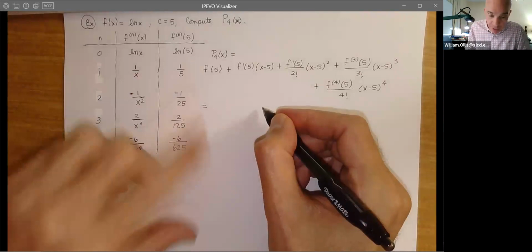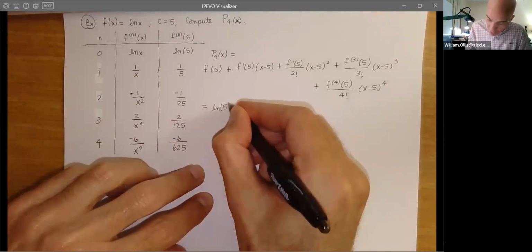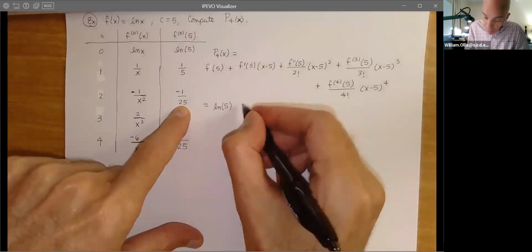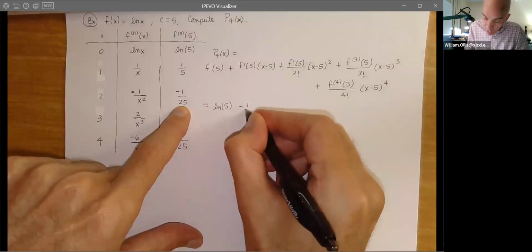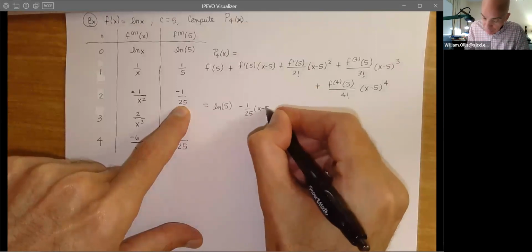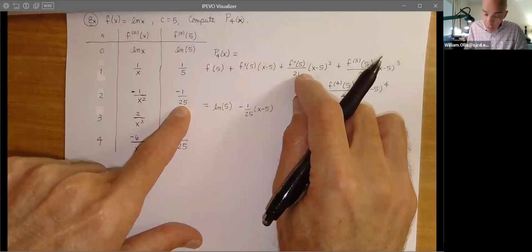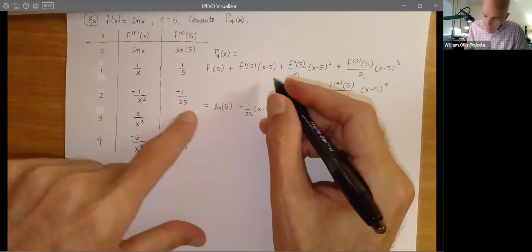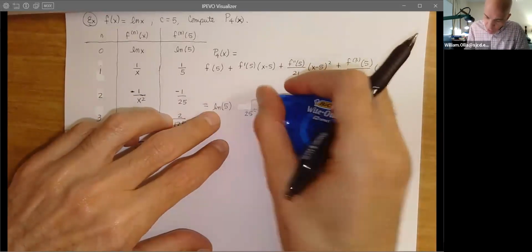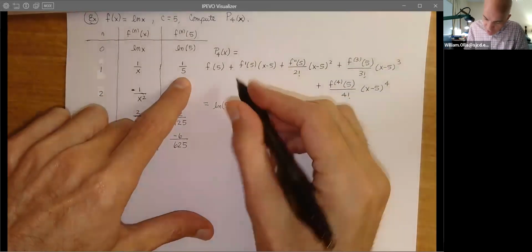We have log of 5 here. So this is ln of 5. You can do that if you want. And then we have f prime. So we've got minus 1 over 25 times x minus 5. And then the second derivative. Now, sorry, my goodness. Don't jump down too far too soon. There's f prime right there, so that's plus.